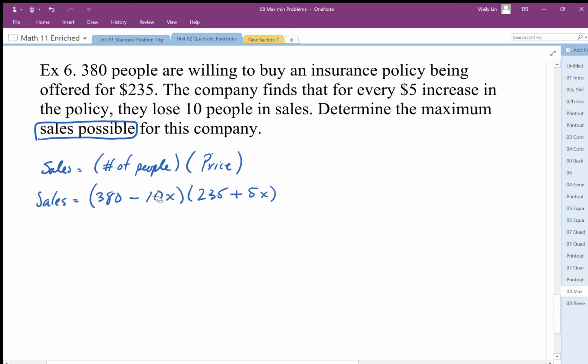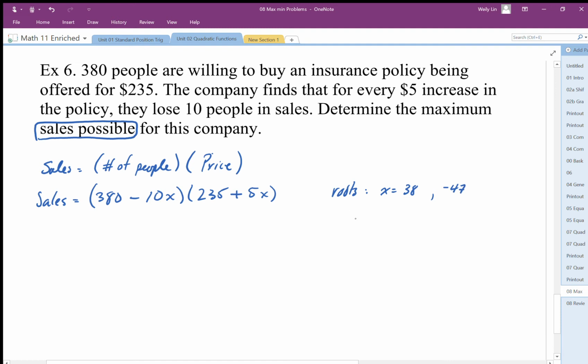We could multiply this out and complete the square, but I'm going to calculate the maximum sales slightly differently. I'm going to just find the roots. Roots are going to be at x equals, so here it's going to be 38. And for here, it looks like it's going to be 235 divided by 5, which is 47. So it's going to be negative 47.